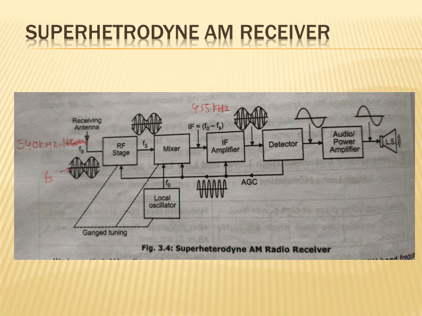The AM receiver range is 540 kilohertz to 1640 kilohertz, and the intermediate frequency of the AM receiver is 455 kilohertz.